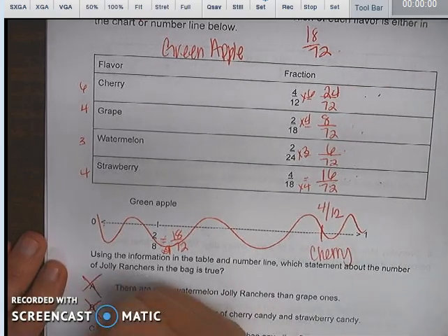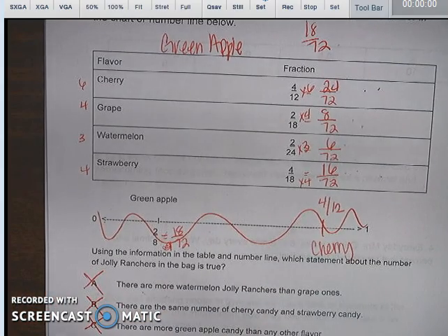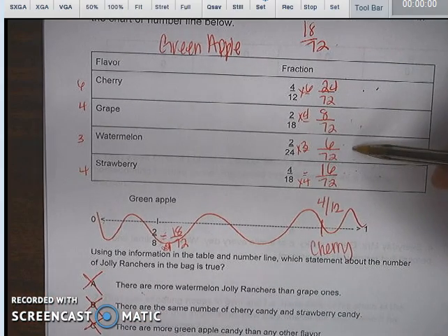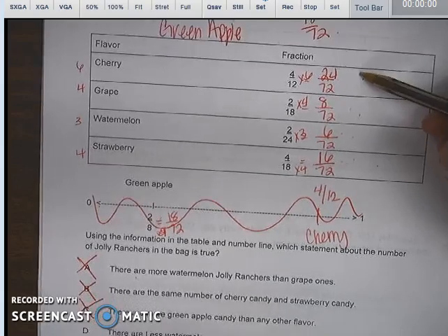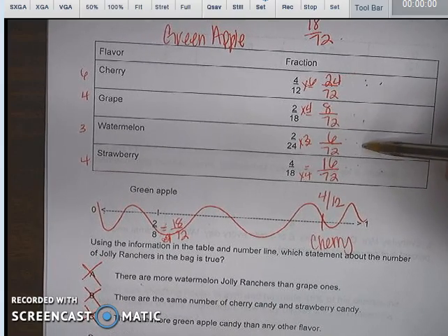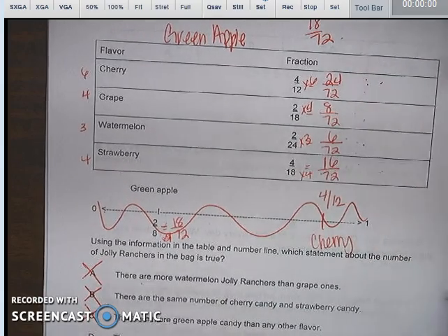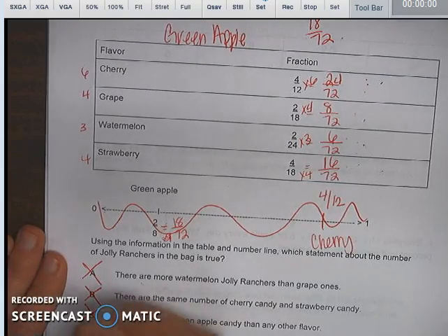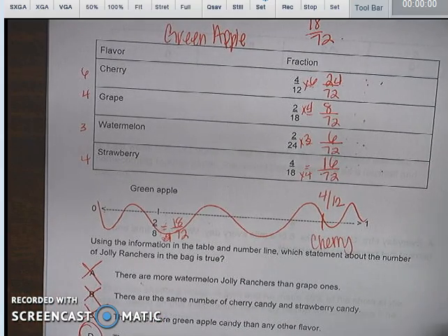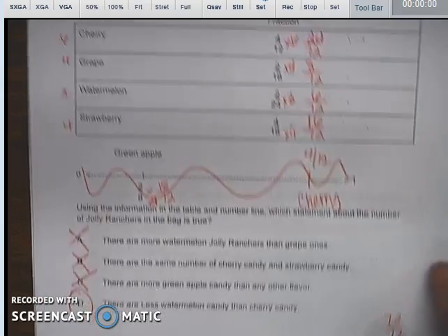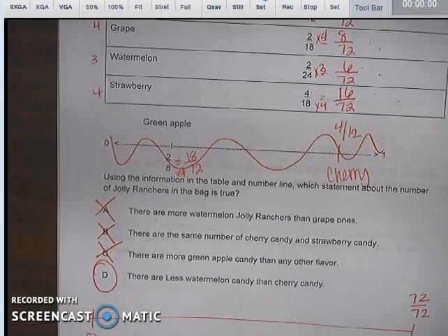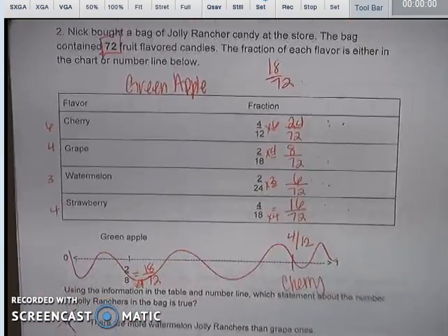So there are more than any other flavor of green apple. Is that true? No. There are less watermelon candies than there are cherry candies. I had 6 watermelon and 24 cherry. Is that true? Yes. Now, was that a whole bunch of work for not? That's a whole bunch of work to just get that answer, but if you find the common denominator, you will be fine. Okay? Sorry about the mix-up on the number line.